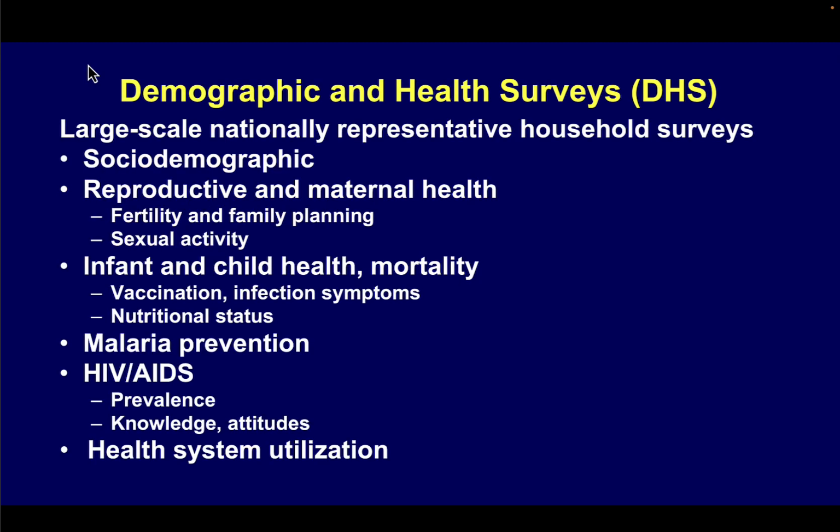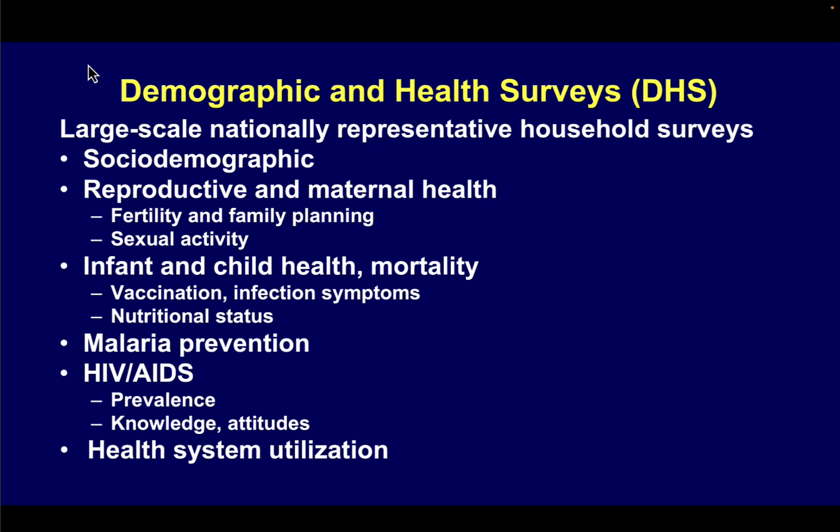So in resource-limited settings, without vital registration or with weak vital registration systems, it's useful to rely on surveys such as demographic and health surveys, or DHS surveys. DHS surveys are large-scale, nationally representative household surveys that occur at regular intervals, maybe every 3 to 5 years.